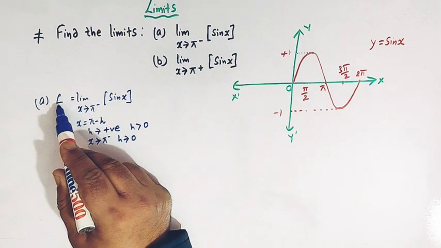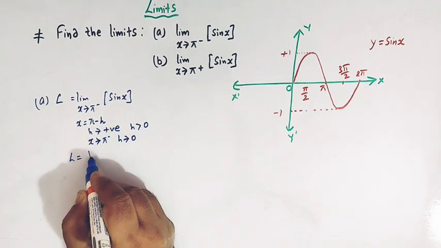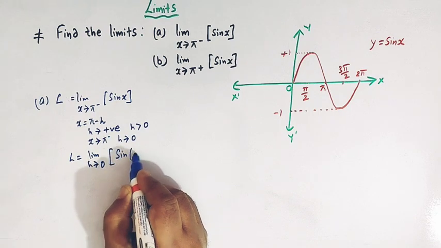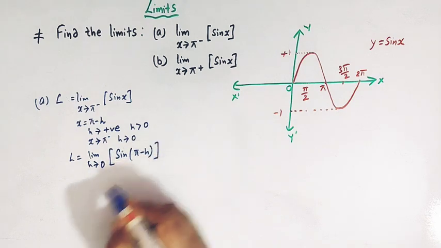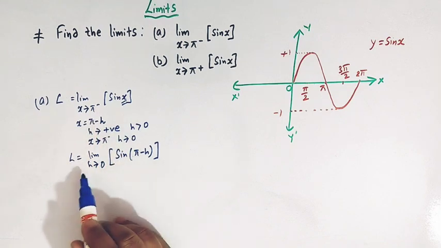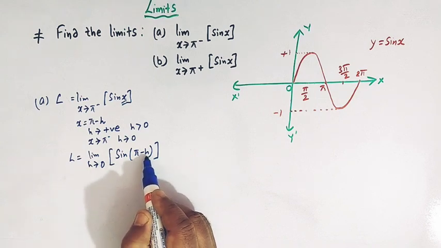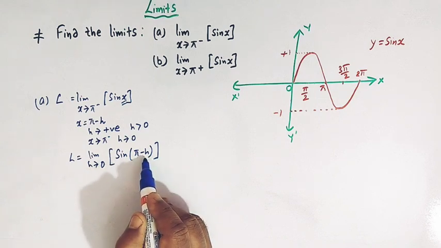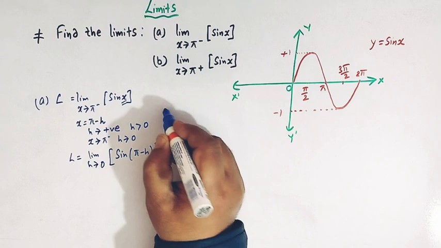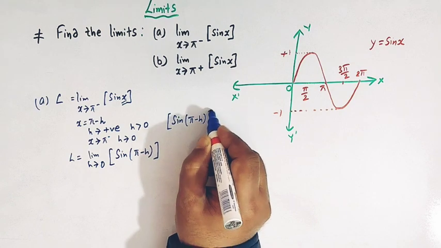Now this limit L can be expressed in terms of h as the limit as h tends to 0 of the greatest integer of sine of pi minus h, since we have taken x equals pi minus h. Now we cannot directly substitute h equals 0, so we'll try to find the value of this expression, the greatest integer of sine of pi minus h.